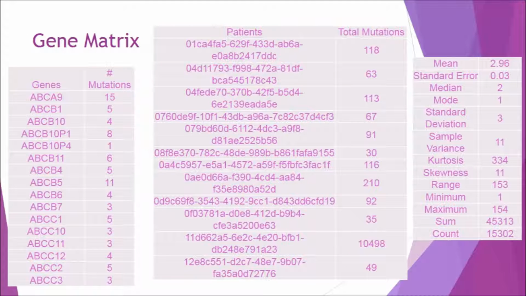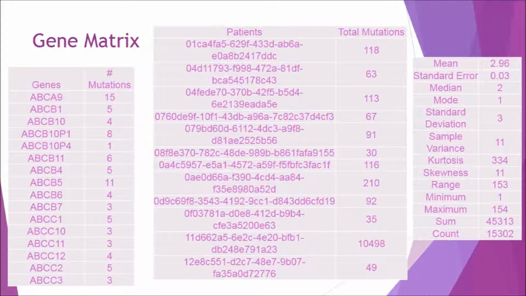Now, in order to make use of the files that I had, I made a gene and patient matrix. On the very left is a chart that says genes and number of mutations. I took this data file and sorted it into a matrix that gives me all the genes that were found to be mutated at least once, and next to it how many times it was mutated, the number of mutations.